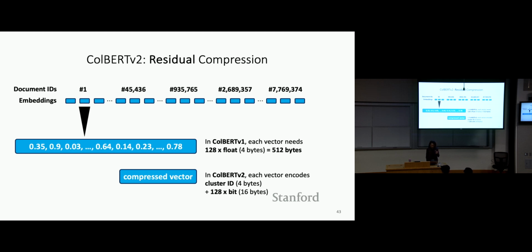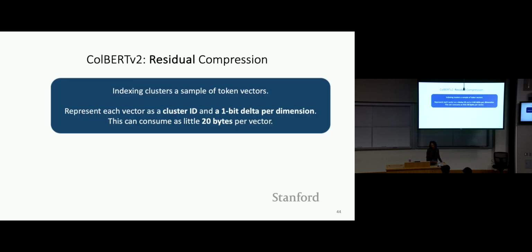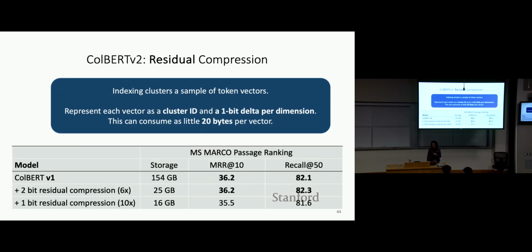And once you represent this information this way, the question, of course, is, do we lose anything? Do we lose in quality? I mean, obviously, the smaller is going to make the whole thing run a lot faster. And so can we do that? So in summary, we represent each vector as a cluster ID and a 1-bit delta per dimension, 20 bytes per vector, and here is the result.